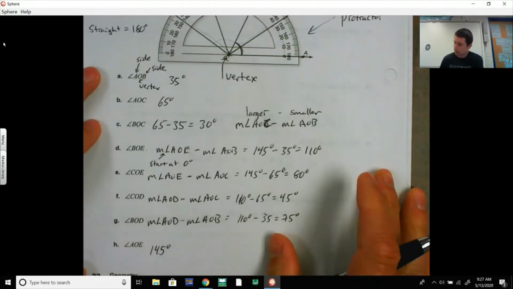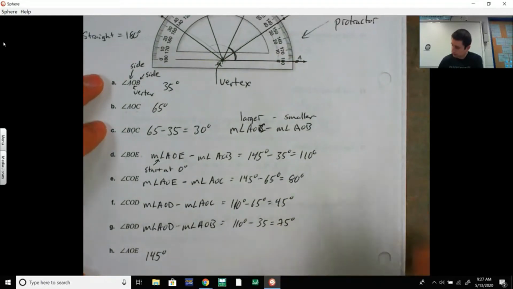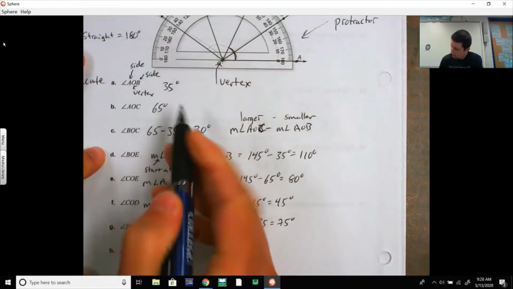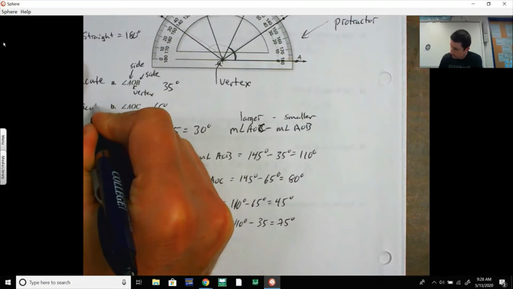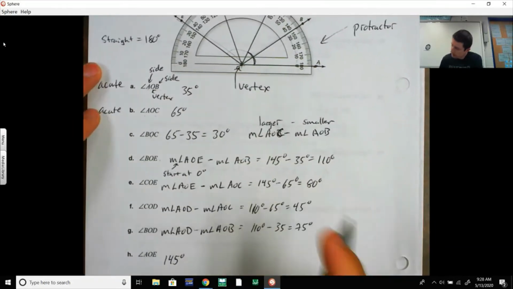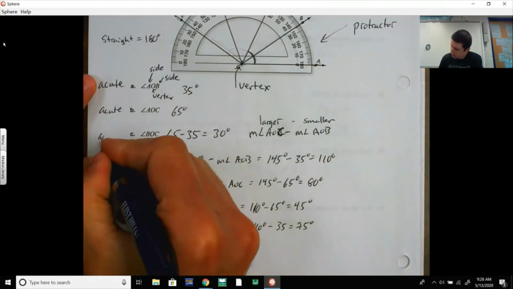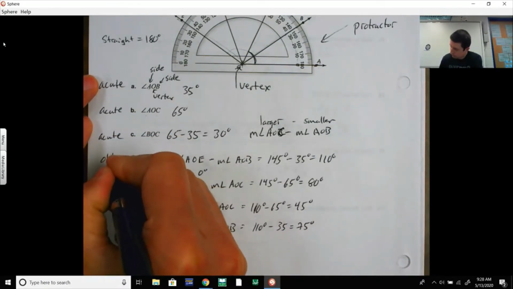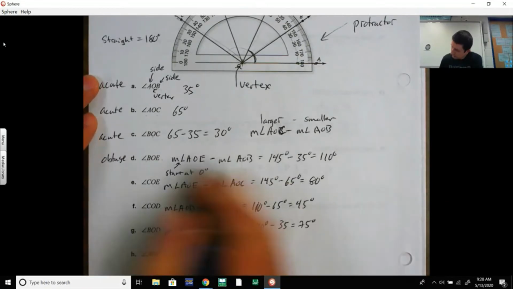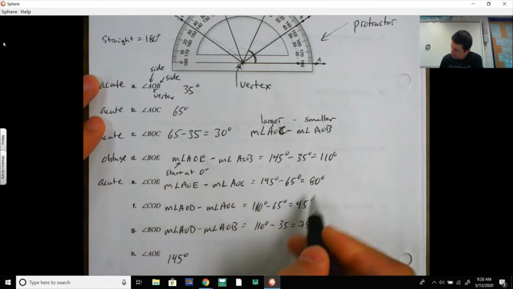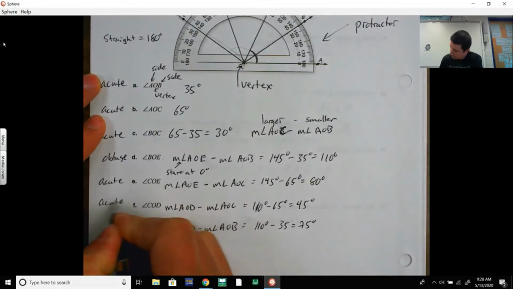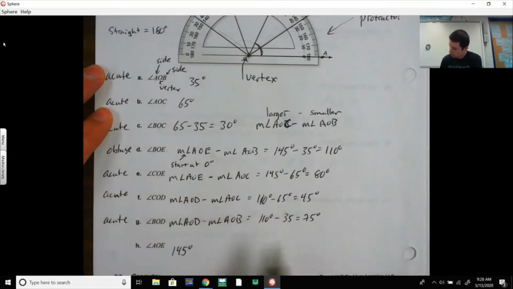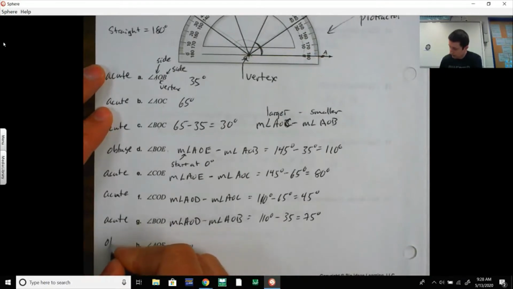Okay, so going through these, are they acute, right, or obtuse, or straight? 35 degrees, that would be acute. 65, that is an acute angle, such a cute little angle. 30 degrees, acute. 110, that is obtuse. Don't be so obtuse. 80 degrees, less than 90, acute. 45 degrees, less than 90, acute. 75 degrees, less than 90, acute. 145, greater than 90, obtuse.